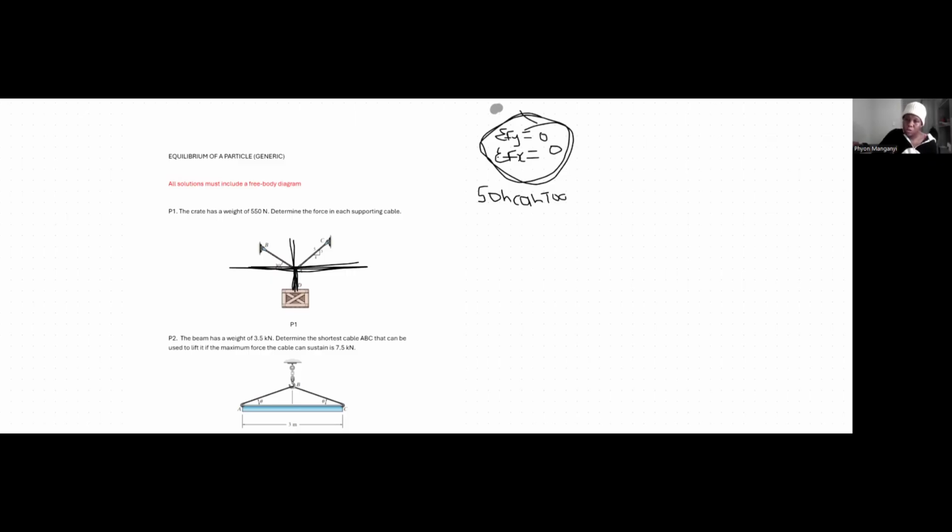So we're going to use these rules in all the sums. S for sine, C for cos, T for tan, which means opposite over hypotenuse, adjacent over hypotenuse, and opposite over adjacent. So we are going to use all of these things. Remember what I said: sum of forces in the y-axis is equal to zero when we are doing equilibrium of particles.